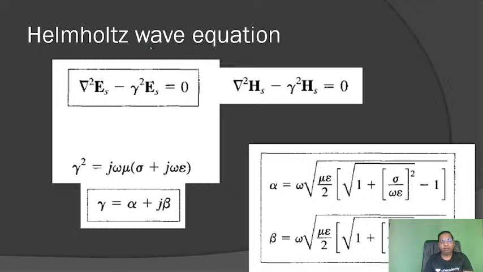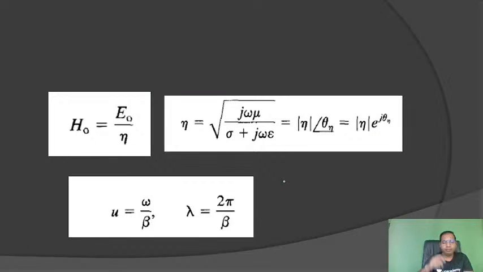These are called the Helmholtz wave equations. So we get the electromagnetic wave equations, or the Helmholtz wave equations. With respect to the electric field we get it like this, and with respect to the magnetic field we get it like this. Here gamma represents the propagation constant, alpha represents the attenuation constant, and beta represents the phase constant. Alpha and beta expressions can be given like this. You should remember both these expressions.